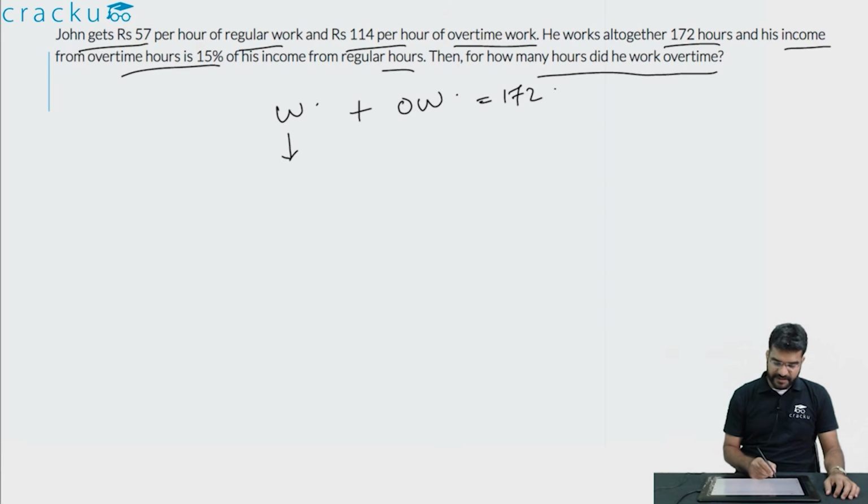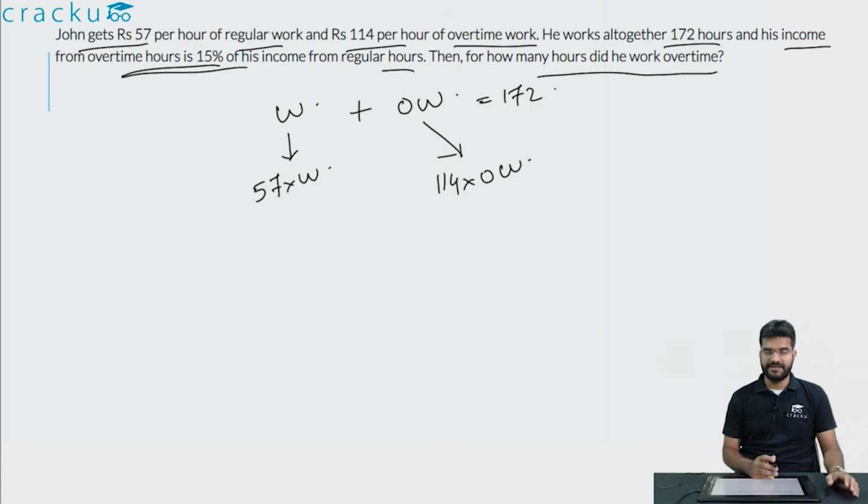This is the total number of hours that he worked. And whenever he worked in the regular time, the amount of money that he makes is 57 into W. This is the amount of money that he makes during his regular hours. And the amount of money that he makes during overtime is equal to 114 into OW. But we are told that his overtime money is equal to 15% of the money he makes from his regular hours. So 114 into OW is equal to 57 into W into 15%. Now we can simplify. We have two equations. This is the first equation and this is the second equation.